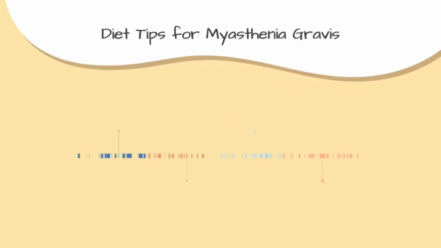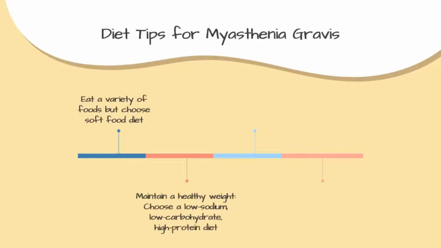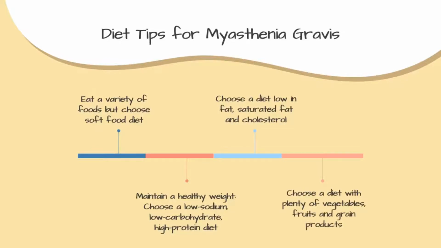Diet tips for myasthenia gravis. Eat a variety of foods but choose a soft food diet. Maintain a healthy weight. Choose a low sodium, low carbohydrate, high protein diet. Choose a diet low in fat, saturated fat and cholesterol. Choose a diet with plenty of vegetables, fruits and grain products.